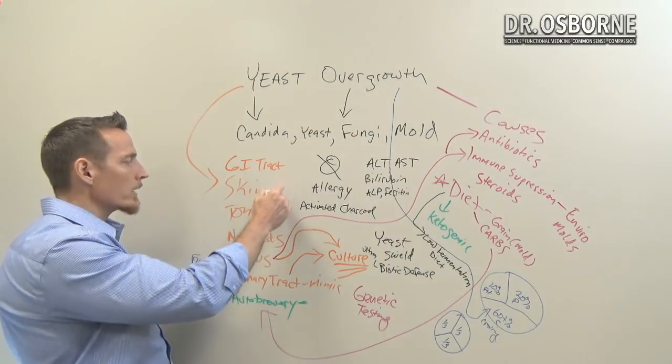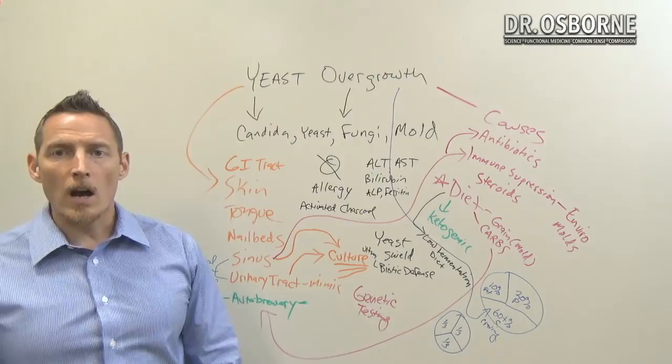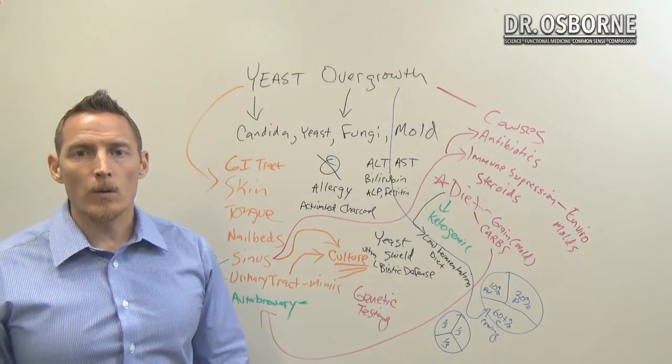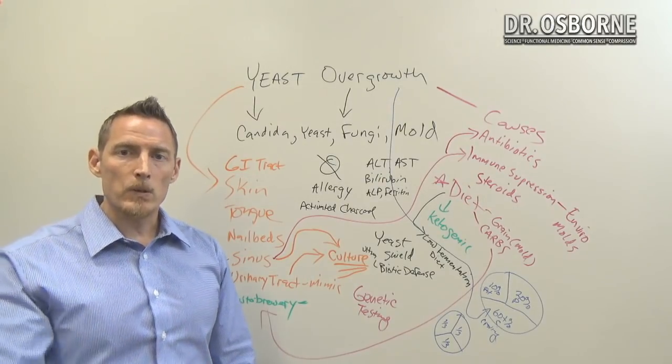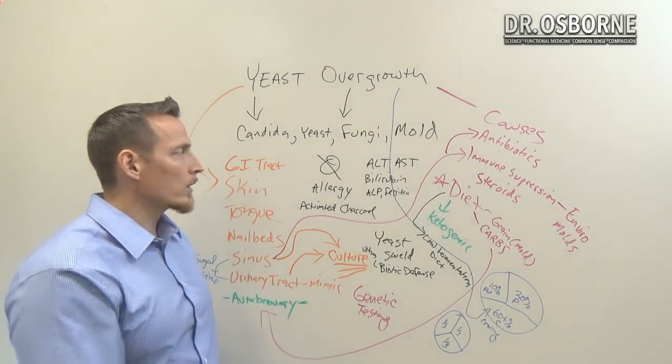Yeast can affect the GI tract, the skin, the tongue, the nail beds, the sinus, the urinary tract. Those are some of the most common areas that we're going to see yeast overgrowth. So I gave you some examples and pictures earlier today. So again, I'm just kind of summarizing everything that we talked about.